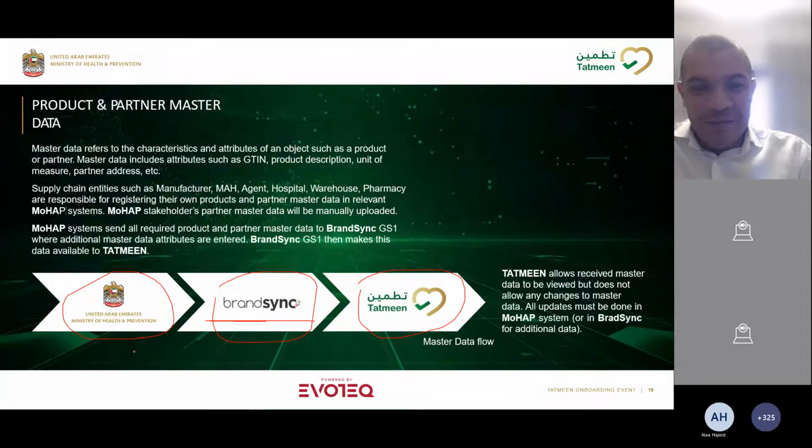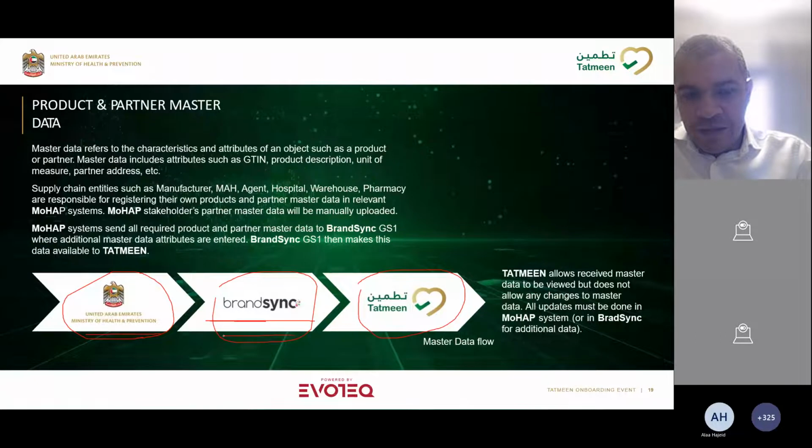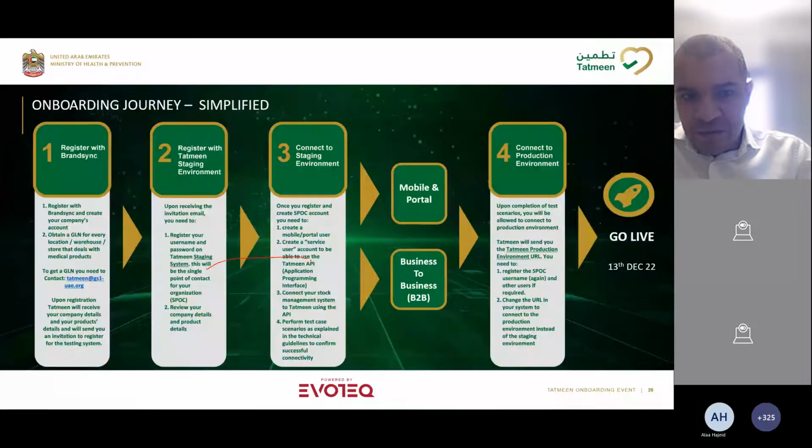I'm good. So again, the product data and the partner data is in the Mohab systems. They push it to BrandSync. BrandSync asks you to update either your partner information or your products in case you're a manufacturer. And then this data is pushed to Tatmeen. Acquisition of GLN happens here.